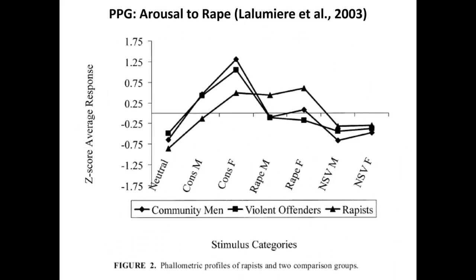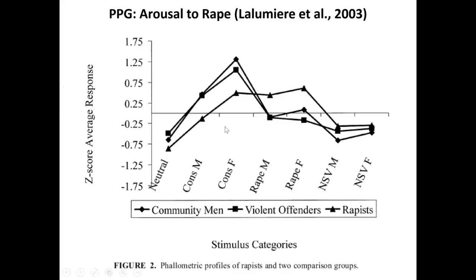For rapists, this was a study conducted by Martin Lalumiere, who's at the University of Ottawa, and his colleagues. He worked with Grant Harris and Marnie Rice for much of his research as well. The diamonds here are PPG results for samples of men from the community, so not known to have committed any sex offense. The squares are violent offenders, so offenders but not sex offenders, and the triangles, oh sorry, I pointed out the wrong thing. The diamonds are the community men, and the triangles here are the rapists. The triangles are looking too similar to the diamonds for me in this lighting.